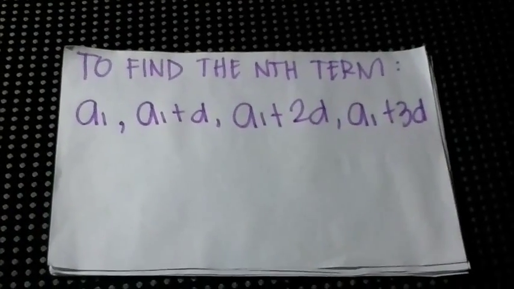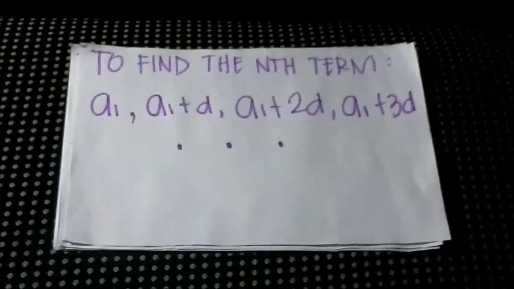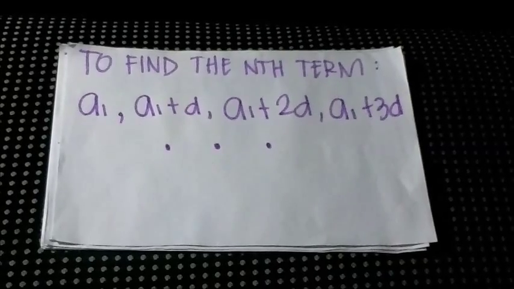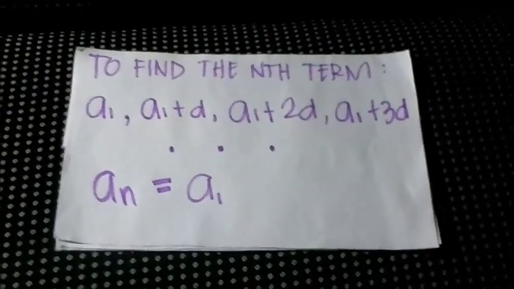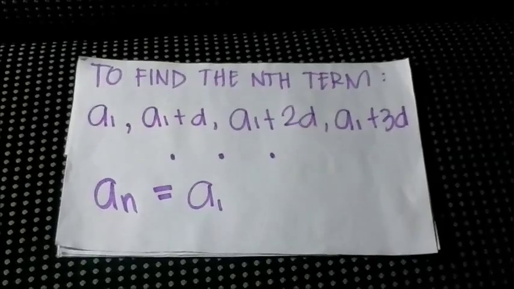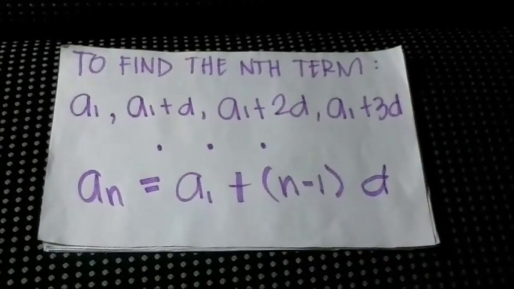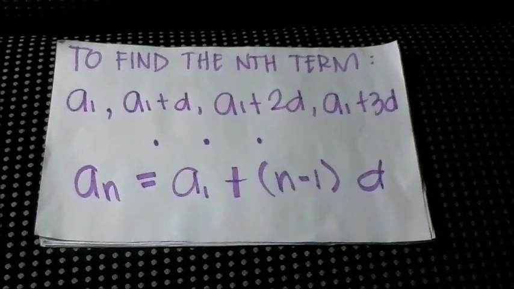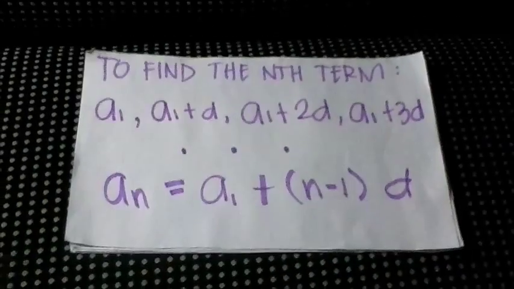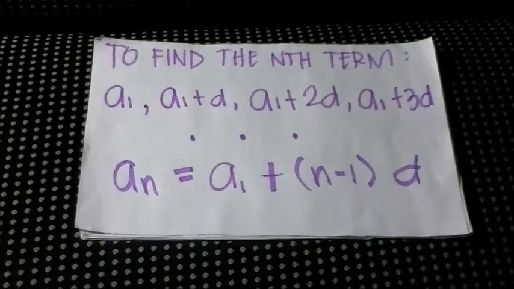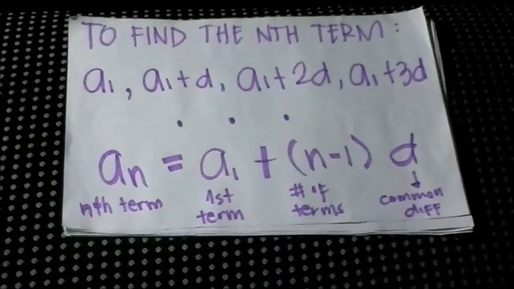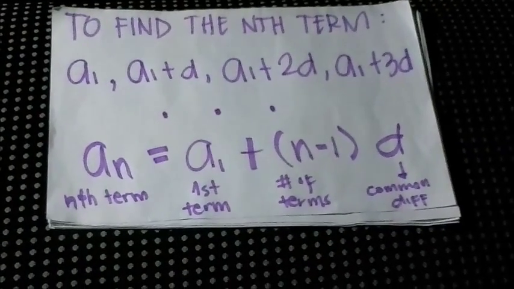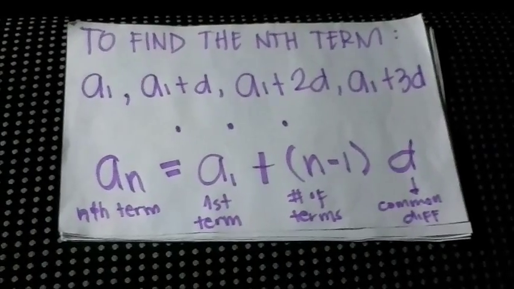Therefore, by continuing this pattern, we can now get a sub n as a sub 1, or the first term, plus the product of n minus 1 times d, where a sub n is the nth term, a sub 1 is the first term, n is the number of terms, and d is the common difference.